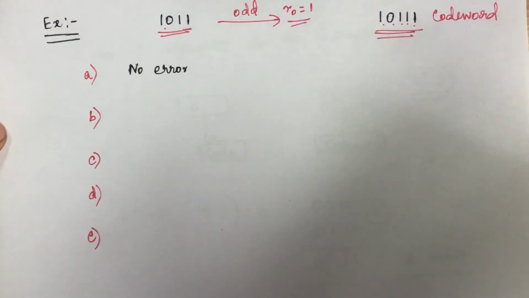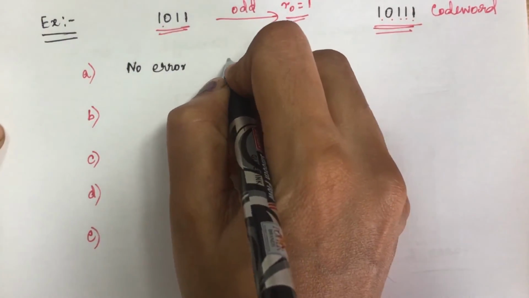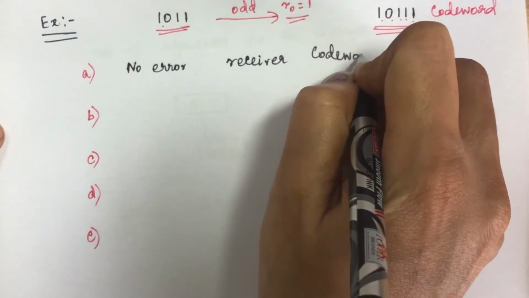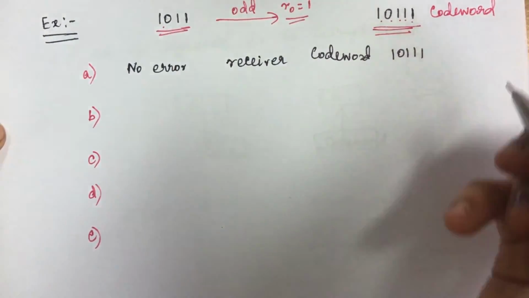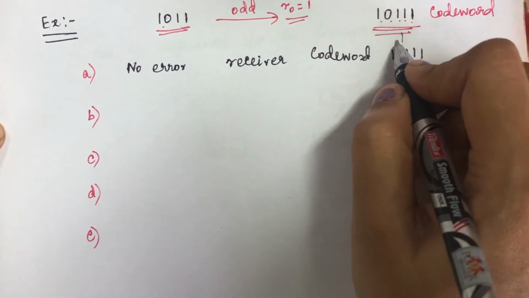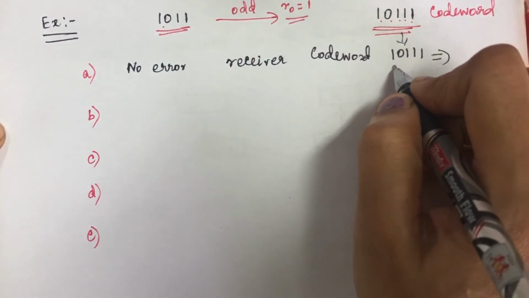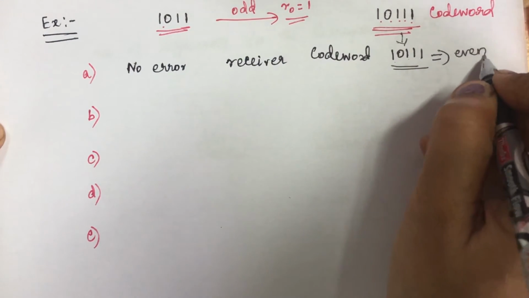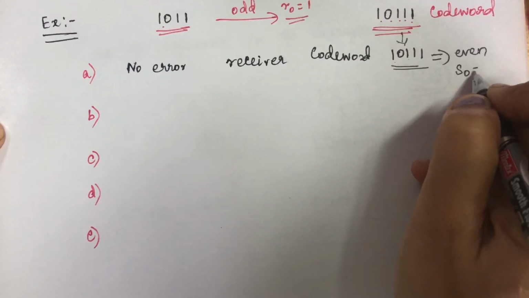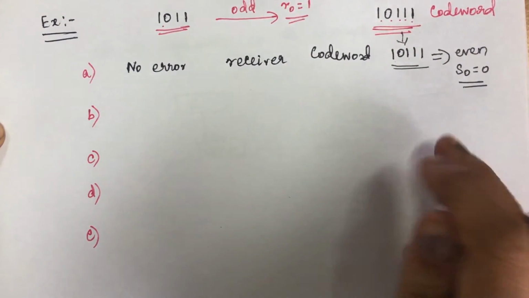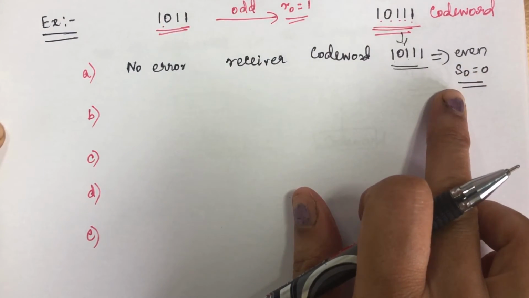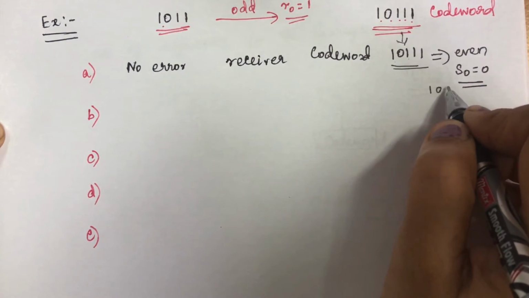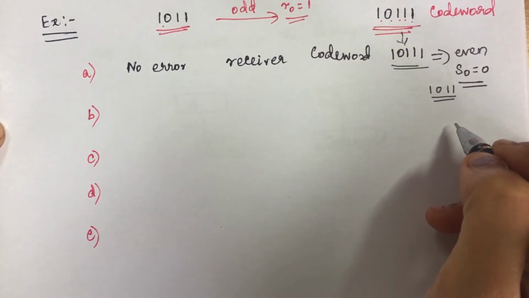The first case is that there is no error, so the receiver receives the code word properly as 10111. The receiver adds the number of ones, and the total is even, so S0 will be 0. Once S0 is set to 0, it means that no corruption has occurred. So it will extract the data word 1011 and send it to the receiver side.